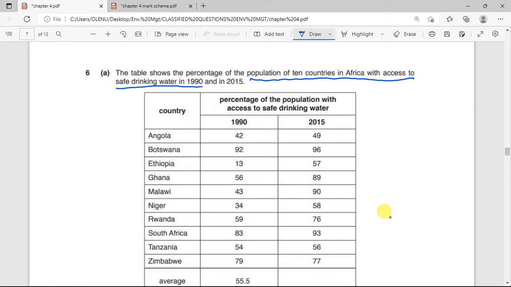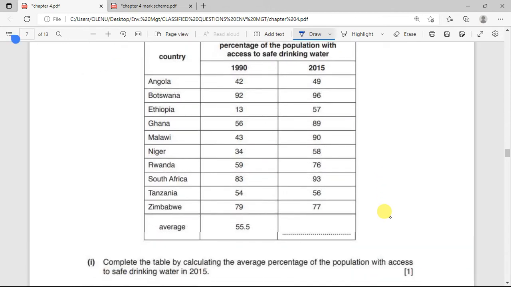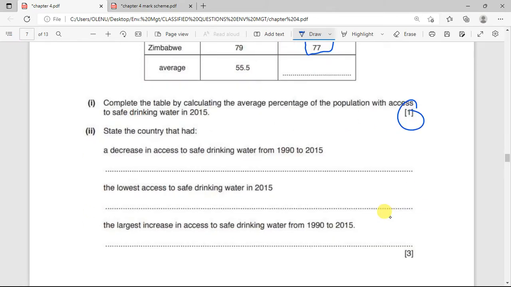Now, they said the table shows the percentage of the population of 10 countries in Africa with access to safe drinking water in 1990 and 2015. Now, they say calculate the average. The average, you total everything here, divide by 10. So you total everything, divide by 10, and that gives you the average here. So simple. That's 1 mark.